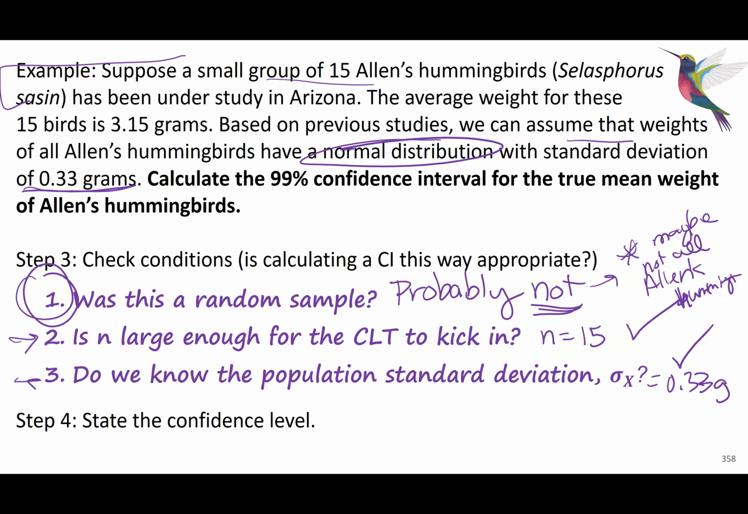Okay, step 4, the confidence level, 99%. This means we're going to use a Z-star of the big one, right? So 2.576. So yeah, 1 wasn't met. We're still going to proceed. It's just that when we do our write-up, it's probably worth writing an asterisk at the end saying, hey, this may not apply to all Allen's hummingbirds. I'm not even sure that it applies to all of them in Arizona because it sounds like they're just a very specific set of hummingbirds.